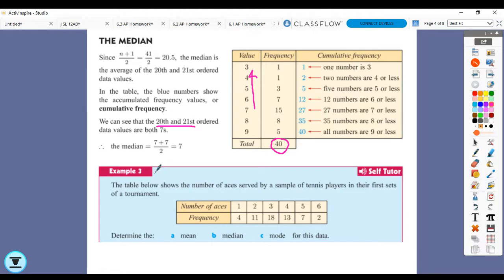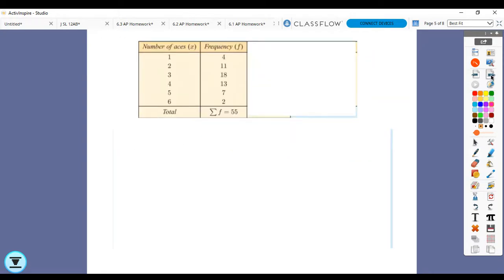Okay, so let's look at example 3. I want you to go ahead and make a frequency table. This one is listed horizontally, and it's always helpful to list it vertically. All right, so list it this way and go ahead and make out your table.